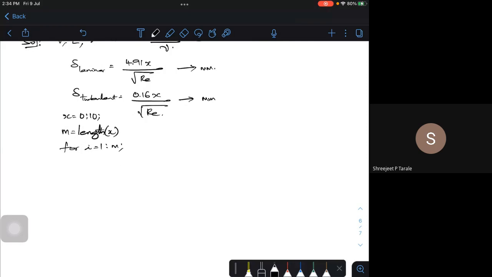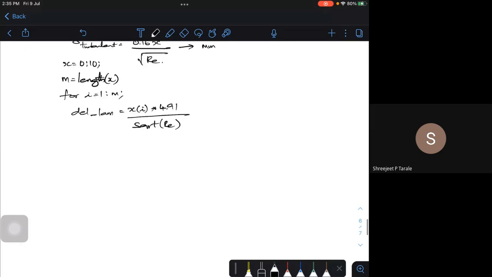Then this calculation, that is delta laminar, I will call it del_laminar. This will be x of i into 4.91 divided by square root of RE, which I am going to calculate. Similarly, I can convert it by multiplying by 1000 to get it in terms of millimeters. Now, then del of turbulent.